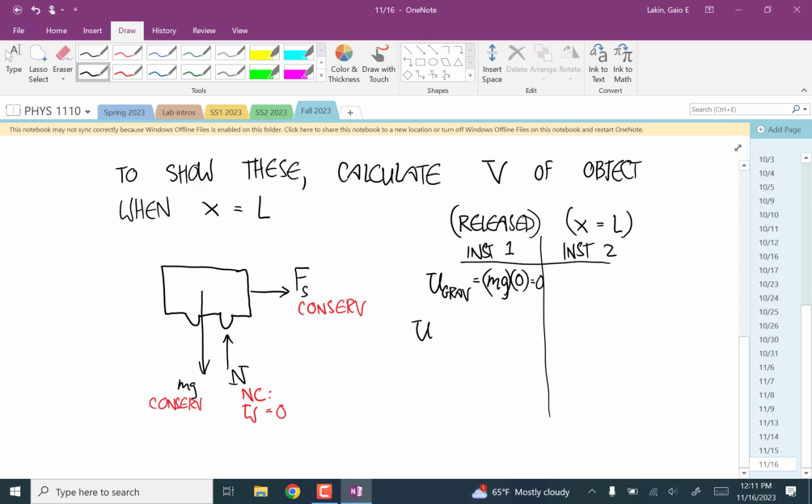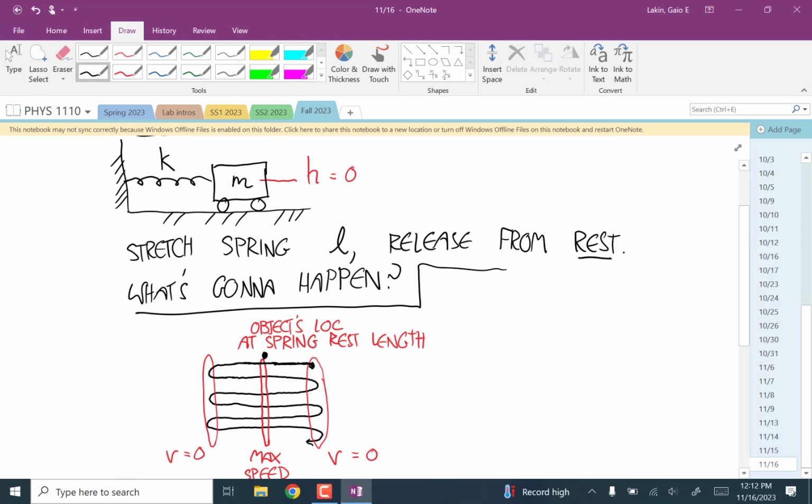The spring potential energy is 1/2 times k times, when it's released, what's x equal to? How far is the spring stretched or compressed from its resting length? L, right. So this is going to be L squared. And we can't really simplify it more than that because I'm just using these constants to represent everything. And then the kinetic energy when it's released is 1/2 times the mass times what's the speed at the instant it's released? Released from rest. So the speed is 0.